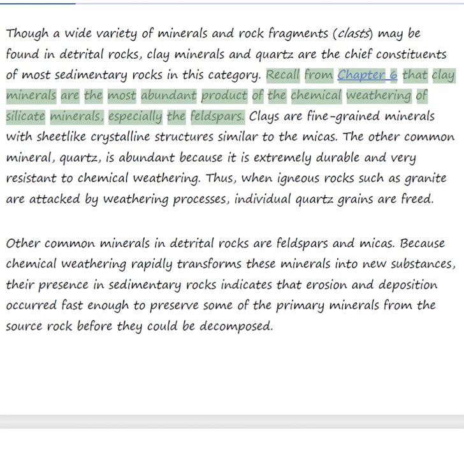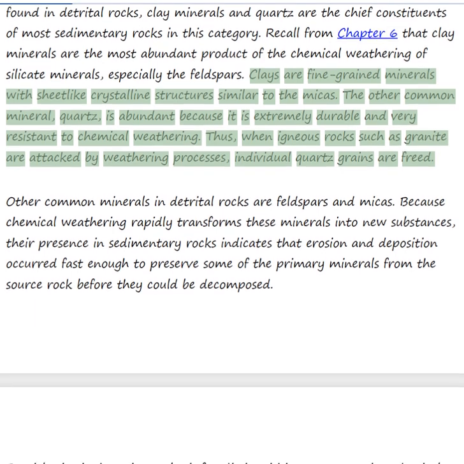Recall from Chapter 6 that clay minerals are the most abundant product of the chemical weathering of silicate minerals, especially the feldspars. Clays are fine-grained minerals with sheet-like crystalline structures similar to the micas. The other common mineral, quartz, is abundant because it is extremely durable and very resistant to chemical weathering. Thus, when igneous rocks such as granite are attacked by weathering processes, individual quartz grains are freed.